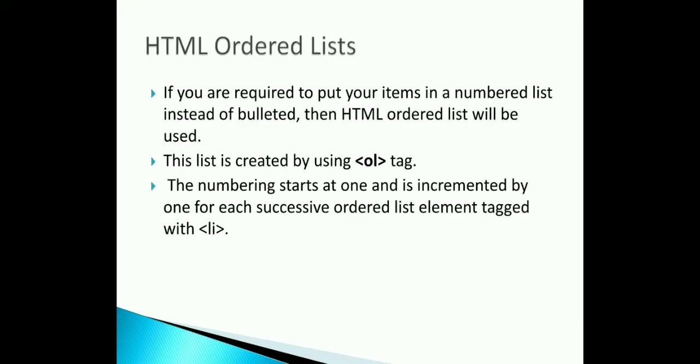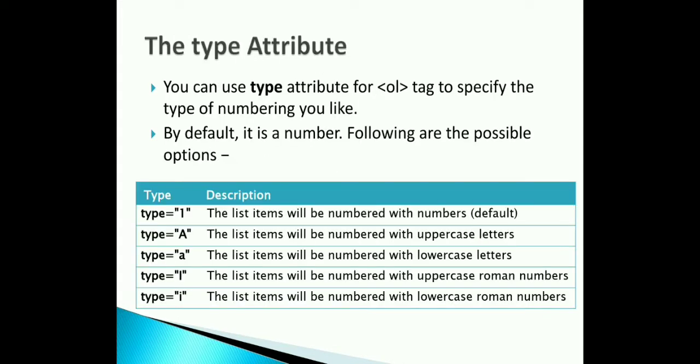Fine. Now we'll discuss the ordered list. If you are required to put your items in a numbered list instead of bulleted, then HTML ordered list will be used. This list is created by using OL tag. The numbering starts at one and is incremented by one for each successive ordered list element tagged with LI. Let's see the type attribute value for the same.